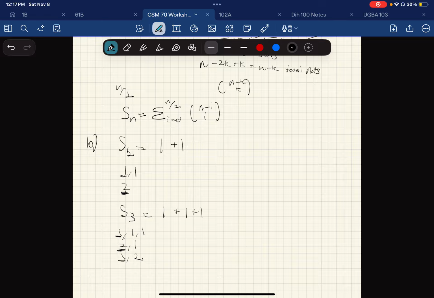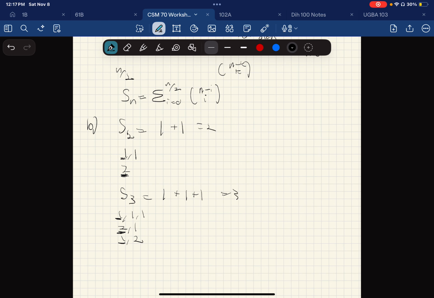So let's try to think of what we can do here, right? One of the things that we can see that differs is the starting digit in each sequence. It starts with a 1 here and then a 2 for S sub 2. For S sub 3, it starts with a 1 twice, and then it starts with a 2 once. We know that S sub 2 is 2, and we know S sub 3 needs to equal 3. So we could express S sub 3 as S sub 2 plus 1.